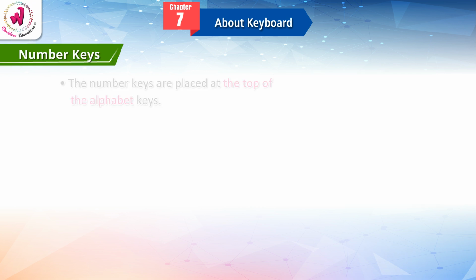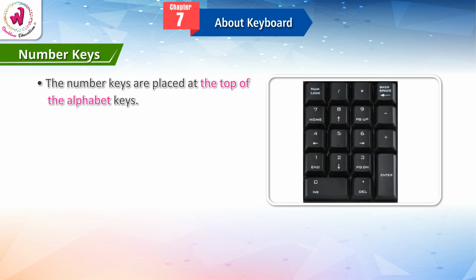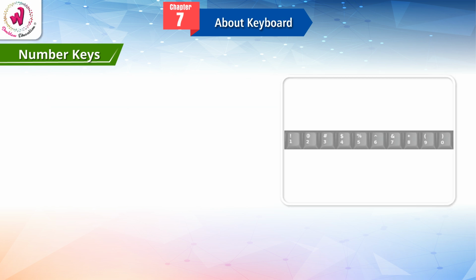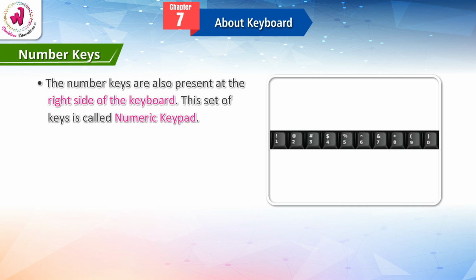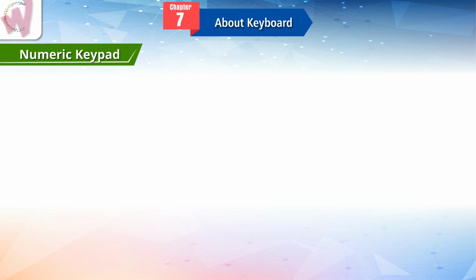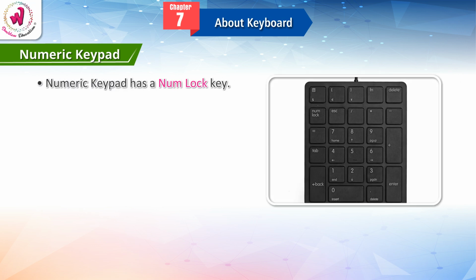Number keys. The number keys are placed at the top of the alphabet keys. They are used to type numbers. They are marked with 0 to 9. The number keys are also present at the right side of the keyboard. This set of keys is called numeric keypad. Numeric keypad has a numlock key. The numlock key is pressed to enable the keypad.